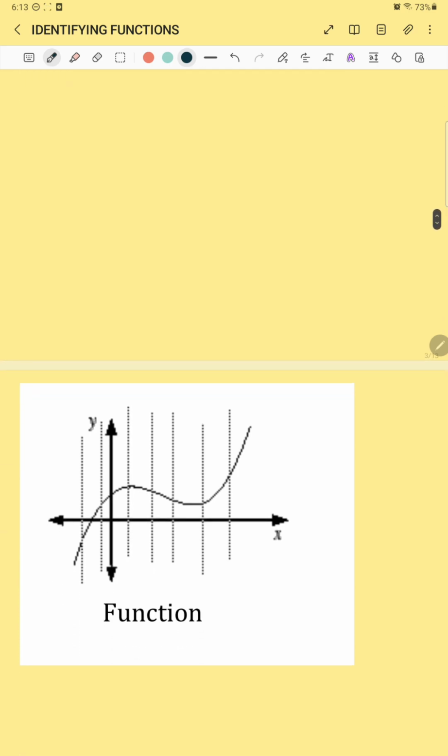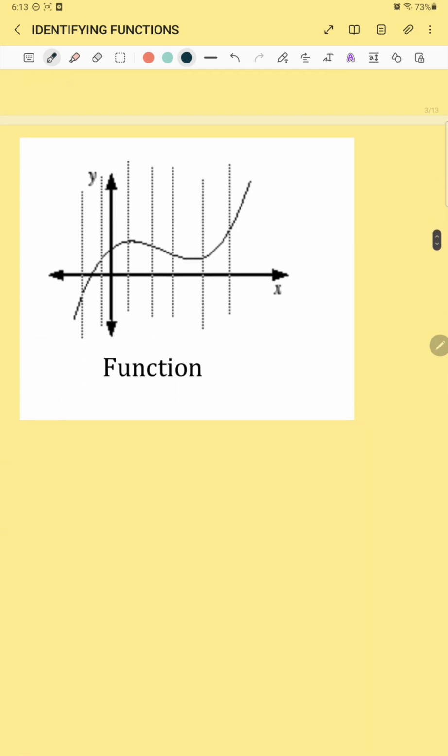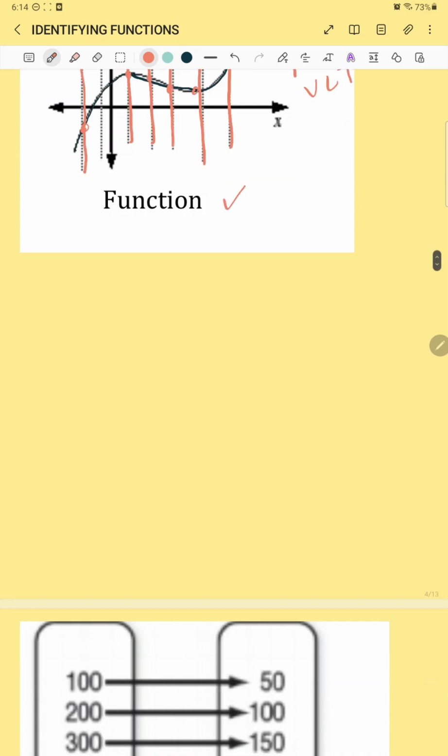Now let's move to another graph. This is a graph, and I will use red. I will draw a vertical line anywhere on the graph. When I draw a vertical line on the graph, it touches the graph at only one point. It does not touch the graph at more than 1 point. So this graph is a function because it passes the vertical line test.